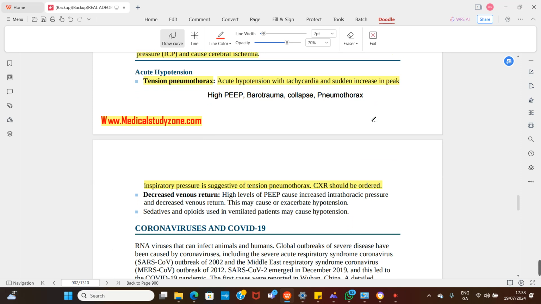So for a patient on mechanical ventilation who suddenly develops hypotension, think of tension pneumothorax. In addition to the hypotension, watch out for increased peak respiratory pressure and also plateau pressure. So think of tension pneumothorax.